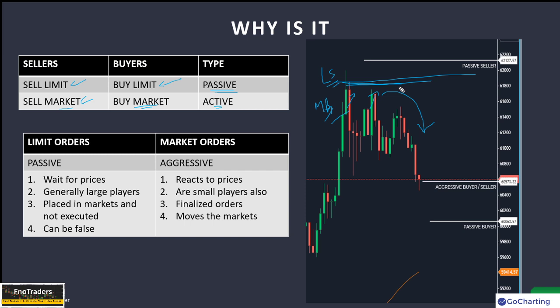That's absorption for you essentially. In case of an uptrend, your limit sellers are greater than your market buyers. In case of a downtrend, your limit buyers, which are waiting there at buy levels, are greater than your market sellers. So they're absorbing the prices.